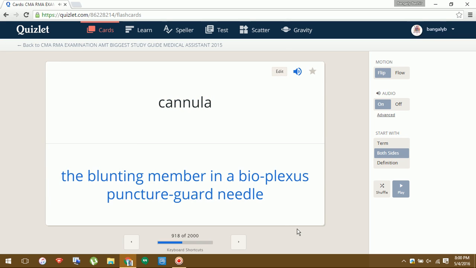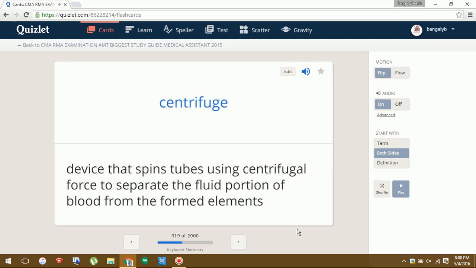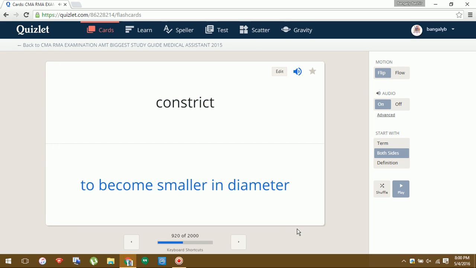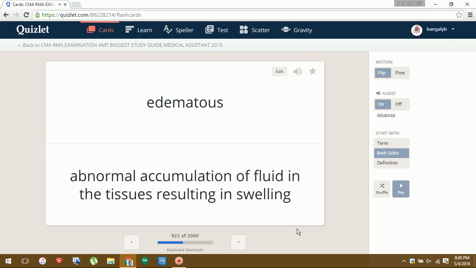Cannula: the blunting member in a Bioplexus puncture guard needle. Centrifuge: device that spins tubes using centrifugal force to separate the fluid portion of blood from the formed elements. Constrict: to become smaller in diameter. Dilate: to enlarge in diameter. Edematous: abnormal accumulation of fluid in the tissues resulting in swelling.